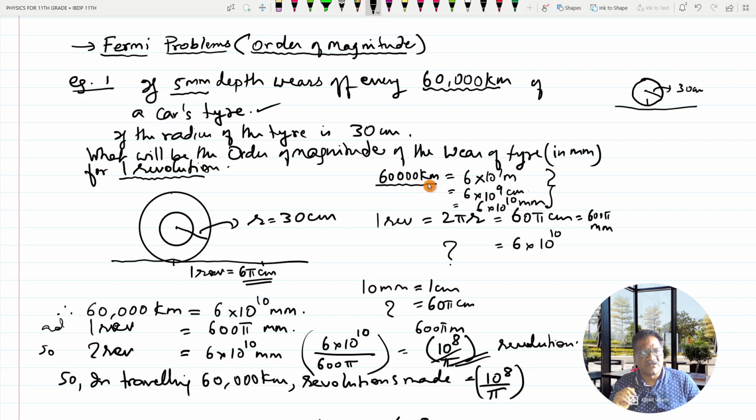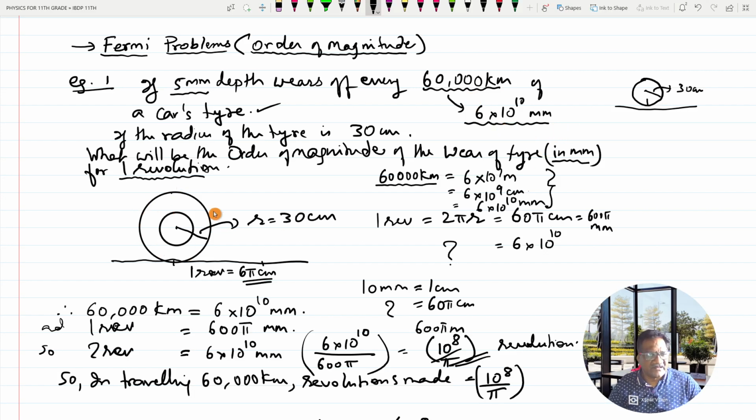So 60,000 kilometer, when I convert it into meters, becomes 6 into 10 raised to 7 meters. Then that gets converted into 6 into 10 raised to 9 centimeters, and that gets converted into 6 into 10 raised to 10 millimeter. So 60,000 kilometer is nothing but 6 into 10 raised to 10 millimeter. Now why did I convert this into millimeter? Because we want the order of magnitude of the wear of the tire in millimeter. So that is why I converted this distance traveled into millimeter.